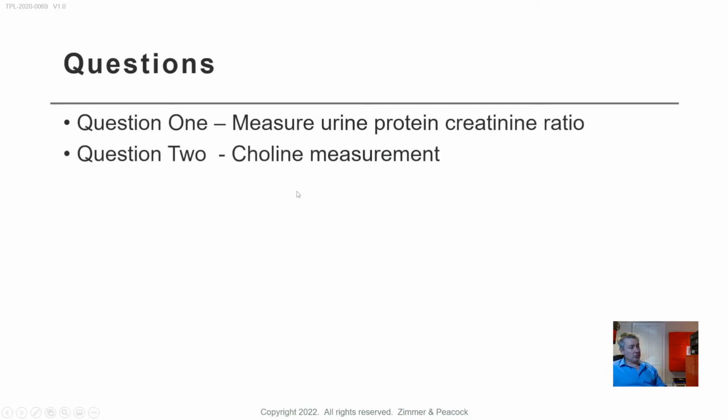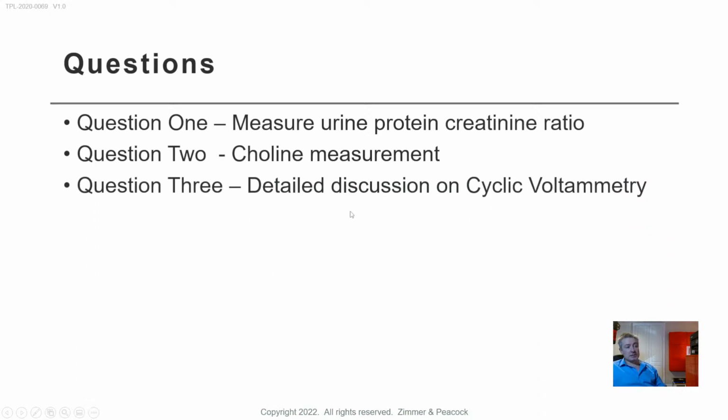Question number two was somebody wants to make a choline measurement, and we will discuss that. Question number three was really a detailed discussion on cyclic voltammetry. People hold it in very high esteem, and they consider that the shape is very important. But I think cyclic voltammetry is held in too high a light, and I'll discuss why it's the shape it is. It's an interesting technique, but whether your cyclic voltammetry is ideal or non-ideal is less important in biosensor development, but we will discuss that.